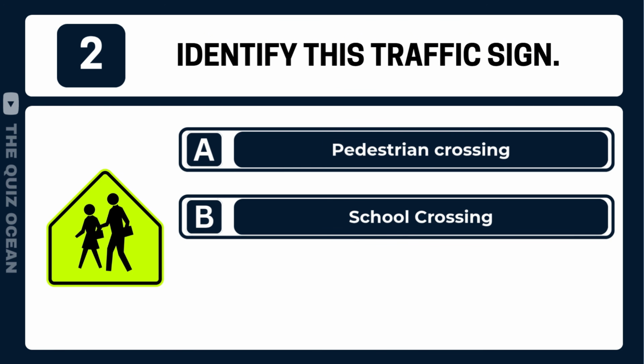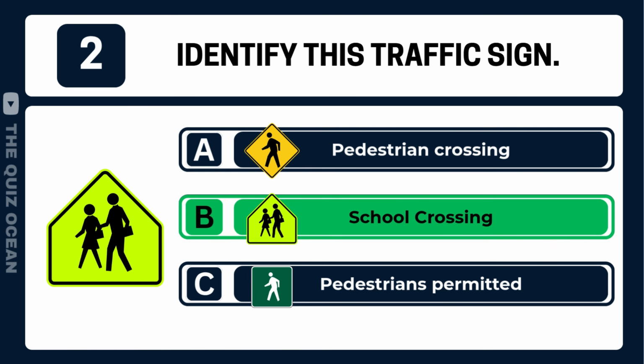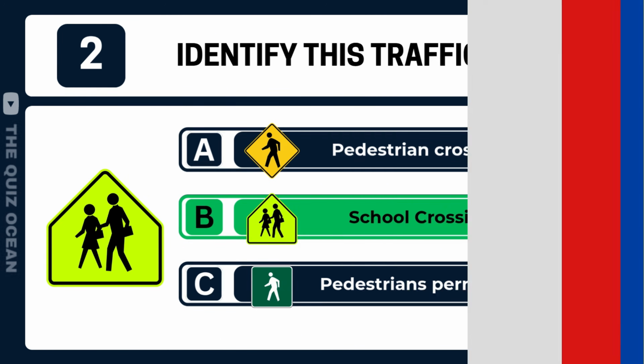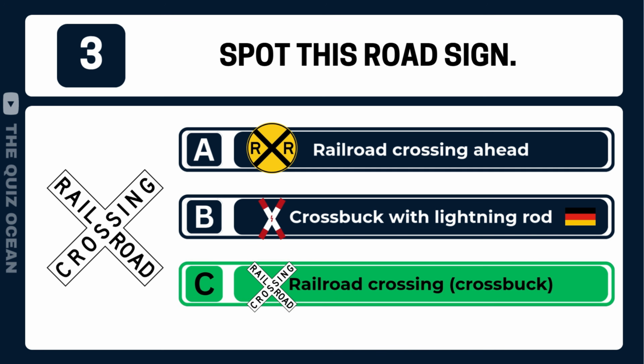Question 2. Identify this traffic sign. The answer is B. School crossing. Question 3. Spot this road sign. The answer is C. Railroad crossing crossbuck.